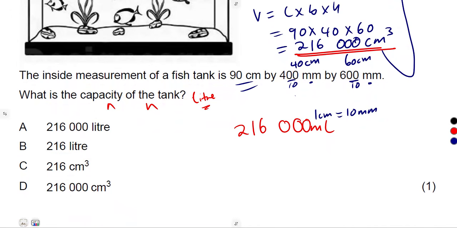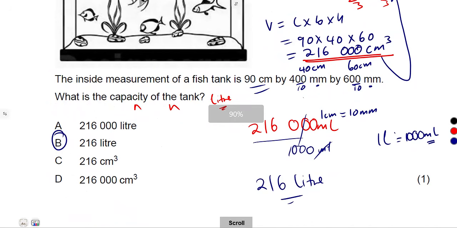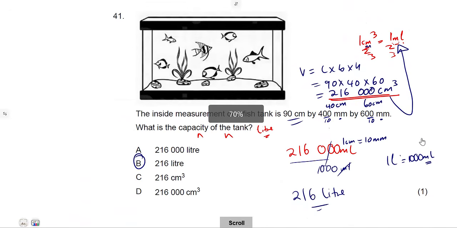So let's convert to liters. A liter has 1,000 milliliters, remember. So divide by 1,000 milliliters. That will give us 216 liters, which is option B, 216 liter capacity. So you can have it in that way.